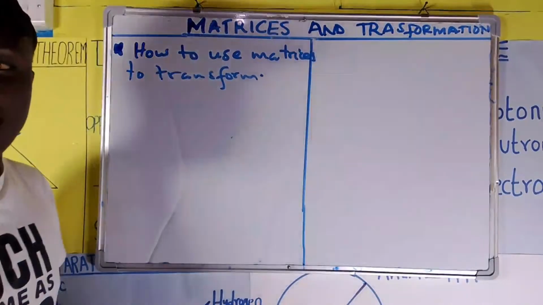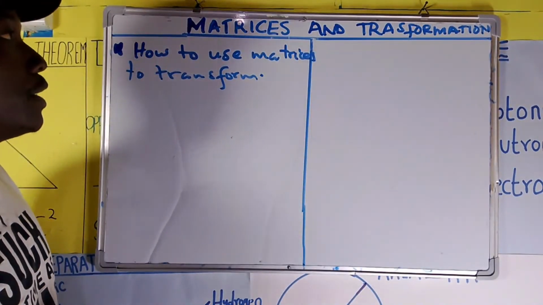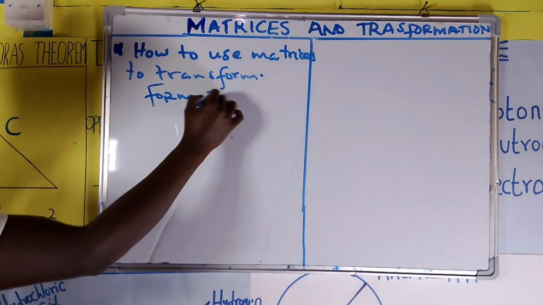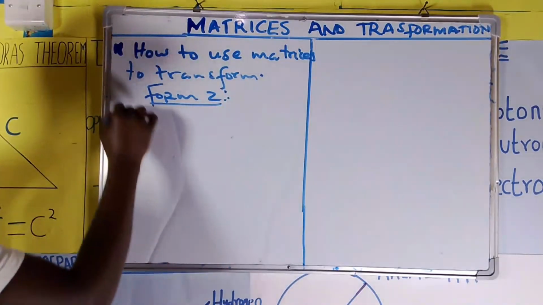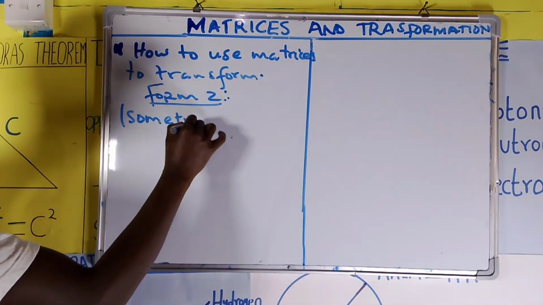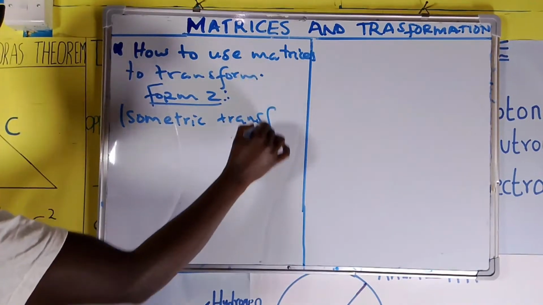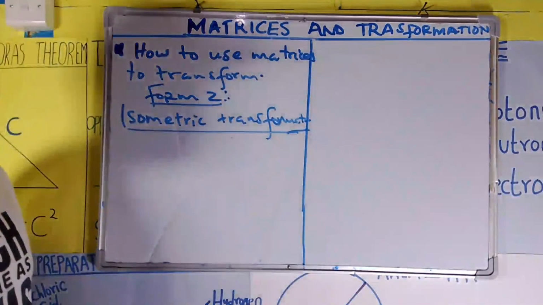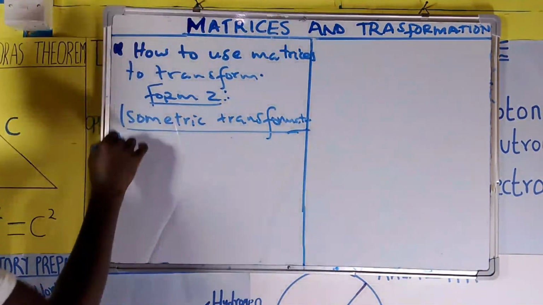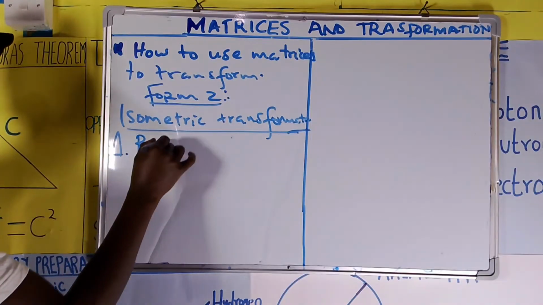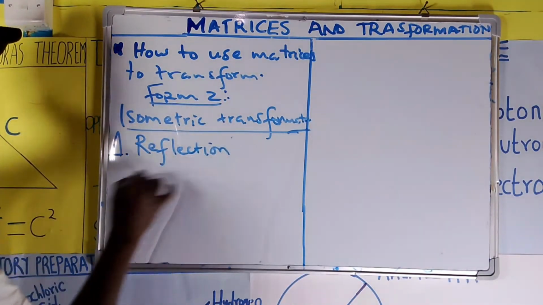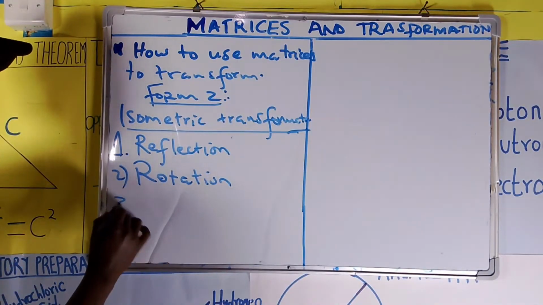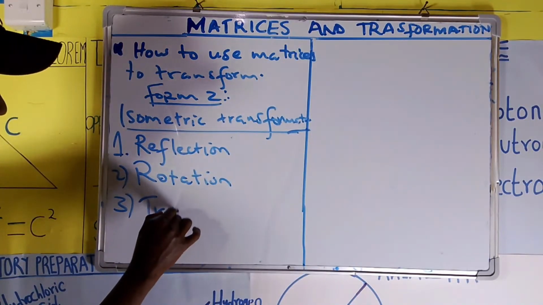Remember, this is not the first time we are doing transformation. We introduced ourselves to transformation back in Form 2, where we learned of isometric transformation, and we said that a good example of isometric transformation, we have reflection, we have rotation, we have what we call a translation.